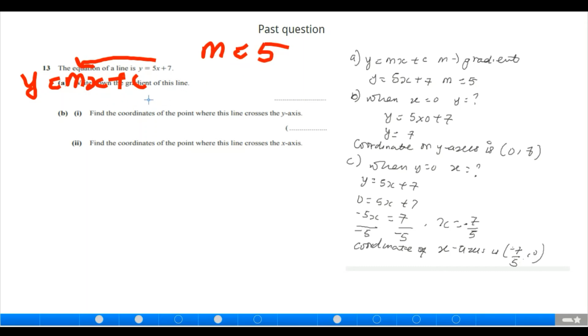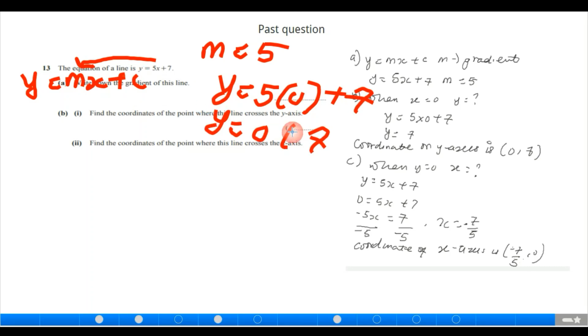Now the next thing is to look for the coordinate on the y-axis. If we set x equals 0, what happens to y? We put it inside this equation and solve. y equals 5 times 0 plus 6. 5 times 0 gives us 0, so 0 plus 6, that is y equals 6. So the coordinate on the y-axis is x equals 0, y equals 6.